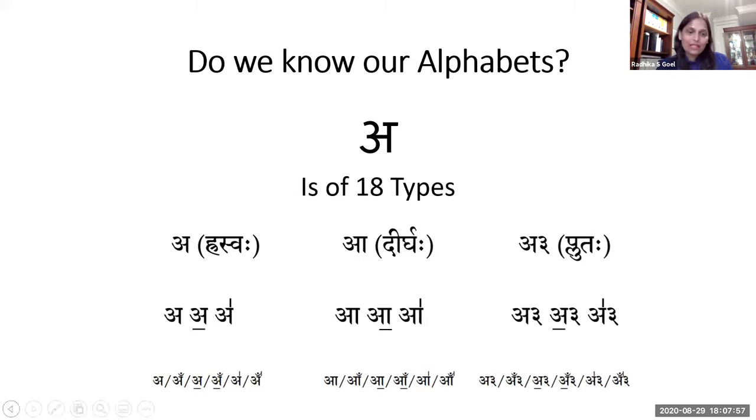And here is how it is represented, right? With an underline, and with a mark on the top. So we have three classifications, and each classification again has three of them. And then there is also anunasika and asika. Are you using your nasal apparatus while saying it? So each of them again has nasika and anunasika. So you have a total of 18 types just from the letter a.